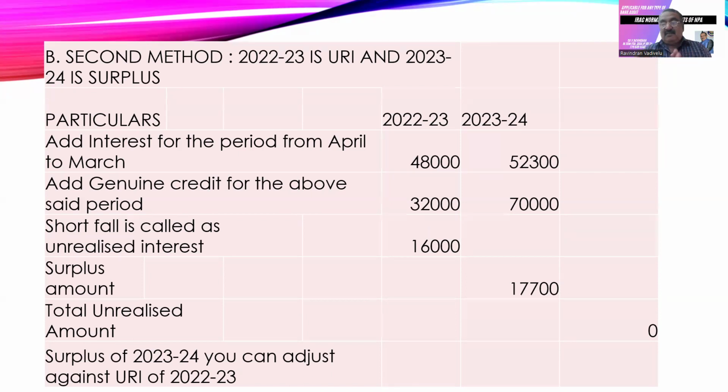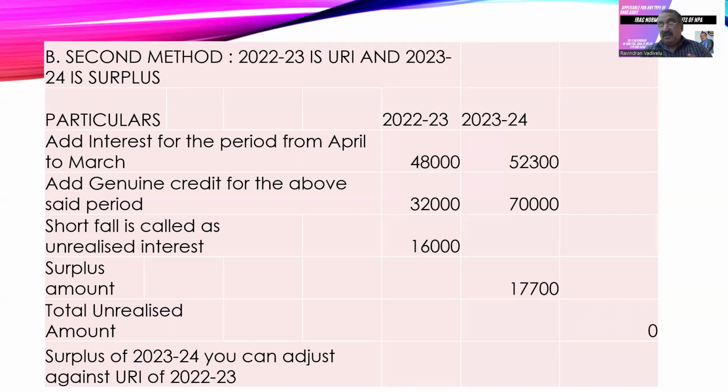So the surplus of 23-24, you can adjust against the deficit of 22-23. Please clearly understand: the surplus of 23-24, you can adjust against the deficit of 22-23. So 17,000 out of 17,700, you can adjust against last year's deficit. That is possible and not vice versa. So this point you have to remember.